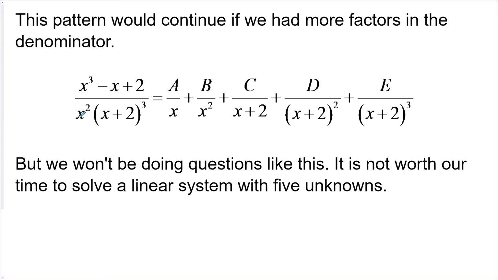So we see that x repeats, it's x squared, so we need a term with just an x and then an x squared. This x plus 2 is to the power of 3, so we need an x plus 2, an x plus 2 to the power of 2, and an x plus 2 to the power of 3. Now, we won't be doing questions like this, just because it's a linear system with 5 unknowns, it will take a long time. You should have all the skills that you need to do it, though. And any one of these could be 0, and that would mean that we just didn't need that term, and that's fine. But we're just looking for all the options by doing this pattern.